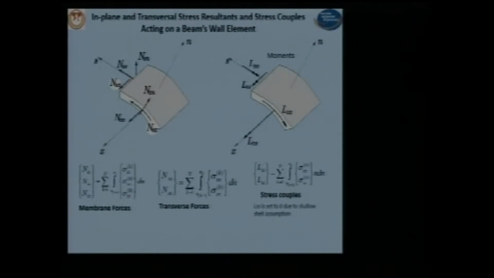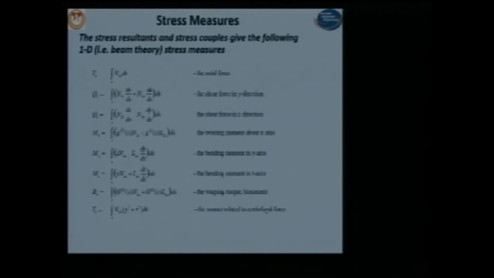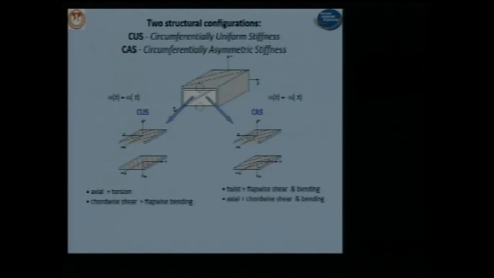We get membrane forces, transverse forces, and stress couples. Of course, because the wall is very thin, we assume that this moment is equal to 0. Okay. And then we have defined axial force, shear force in 2 directions, twisting moment, bending moment in 2 directions, warping torque, the so-called B moment, and also the moment related to centrifugal force.